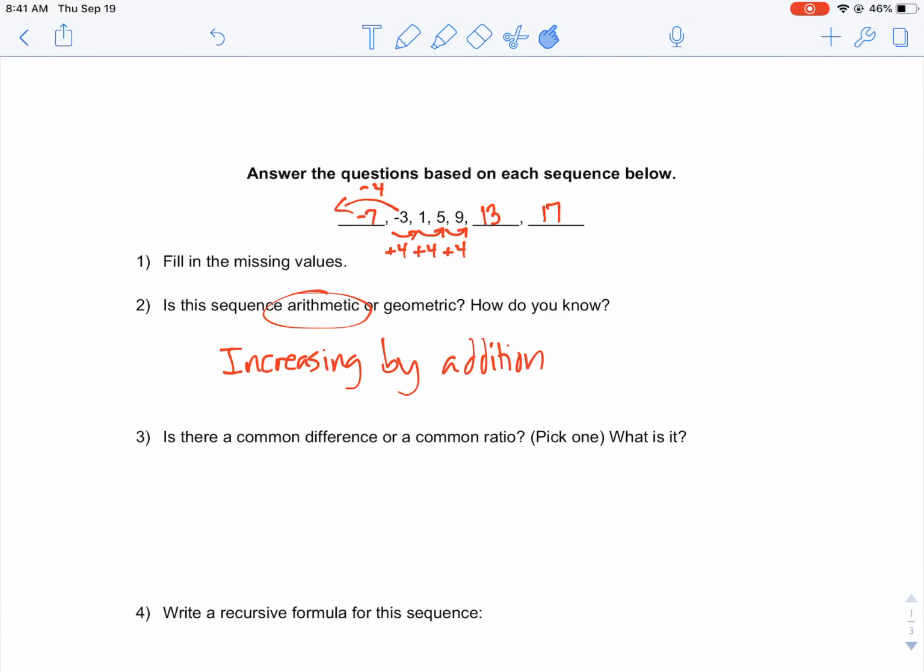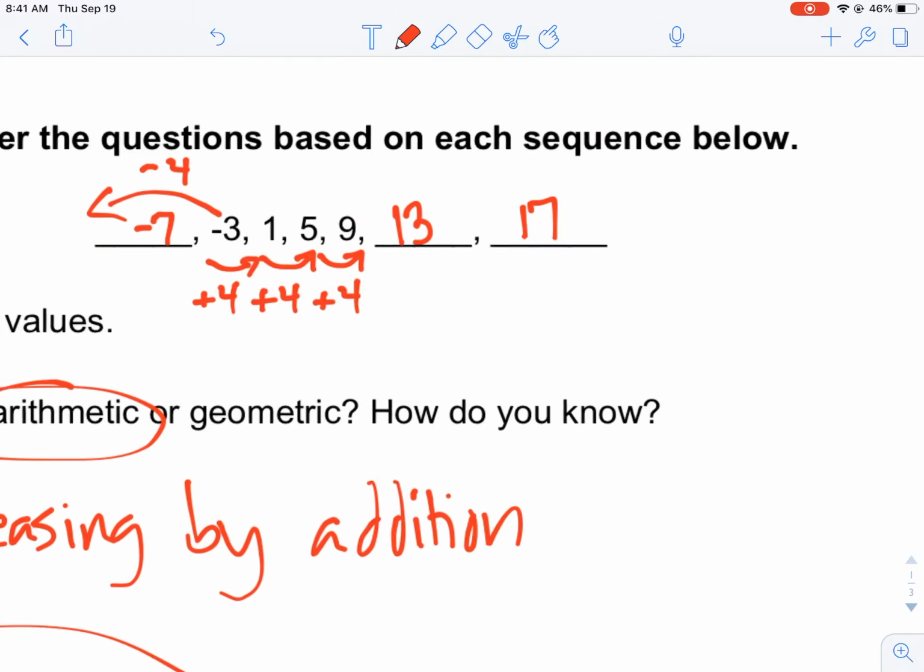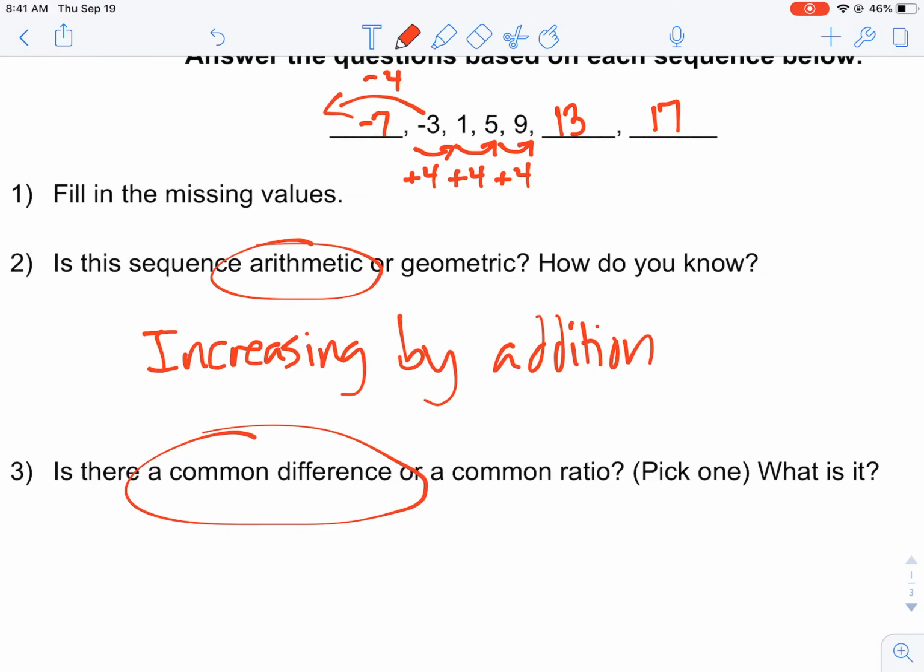So is there a common difference or a common ratio? There's a common difference here. Common ratio would be if I was multiplying by something each time. In this case, I'm adding 4. So I have a common difference of plus 4.